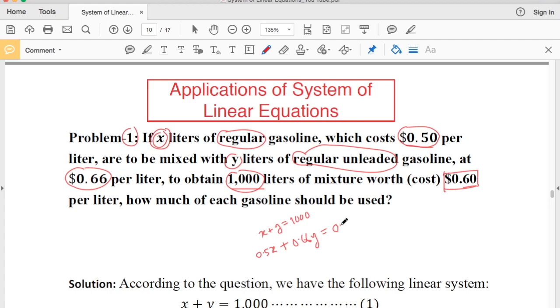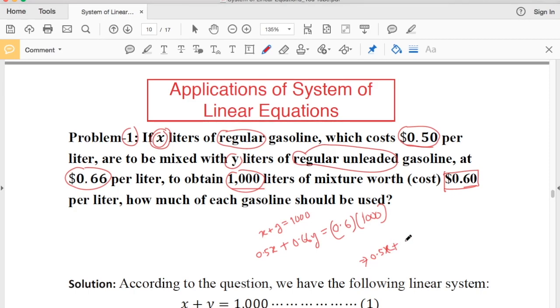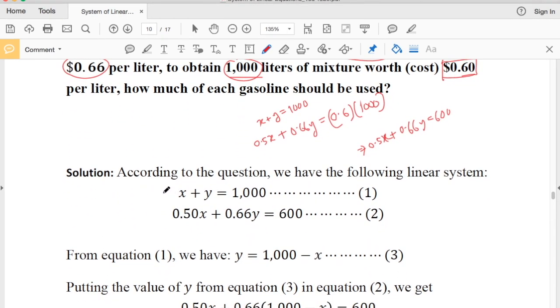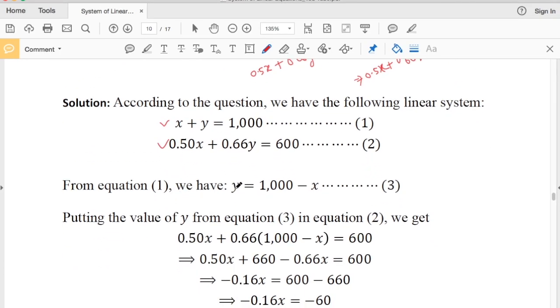For the mixer, the cost per liter is this. So the mixer cost will be 0.6 into how many liters? 1000 liters. So the second equation will be 0.5x plus 0.66y is equal to 600. So you need to now find or calculate the value of x and y from two equations by solving either method of elimination or substitution.